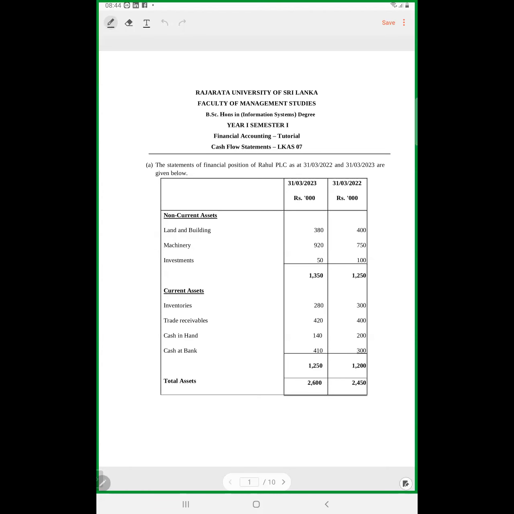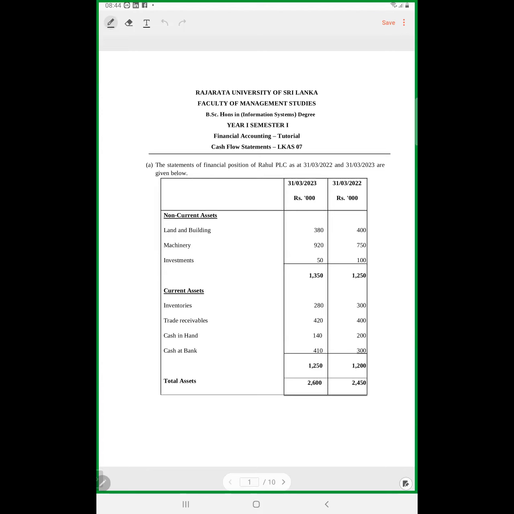Yeah. So last day we completed the theoretical part of the LKS 7 cash flow statement. You remember it? And we did one example under the direct method. So today we are going to start two examples. Today we discuss the tutorial part of the cash flow statement, LKS 7. Right. So you can go through the question.